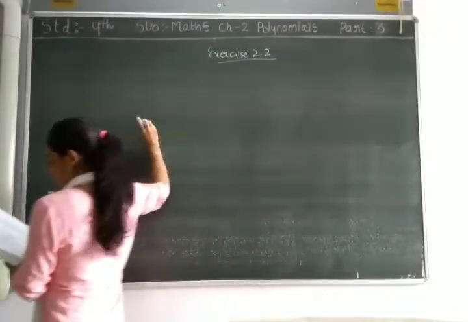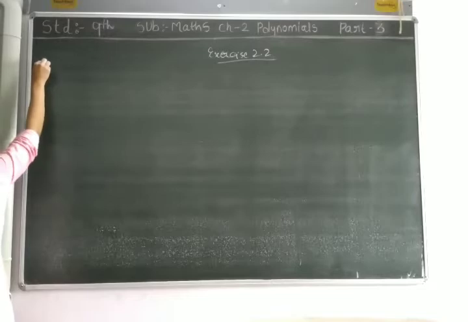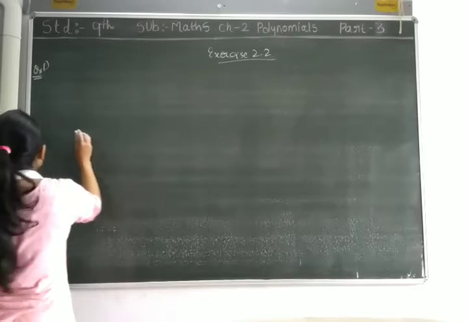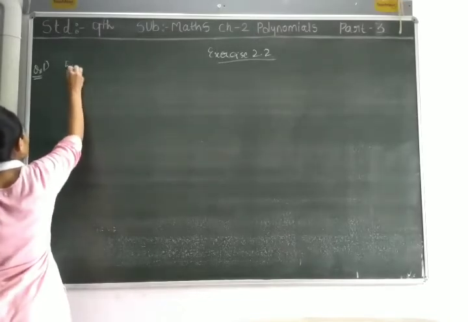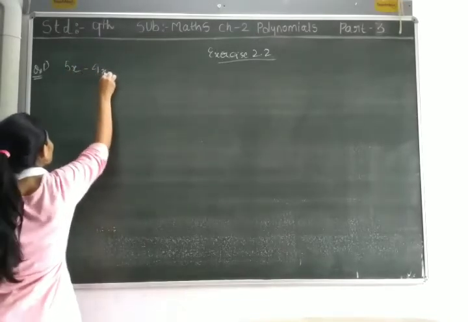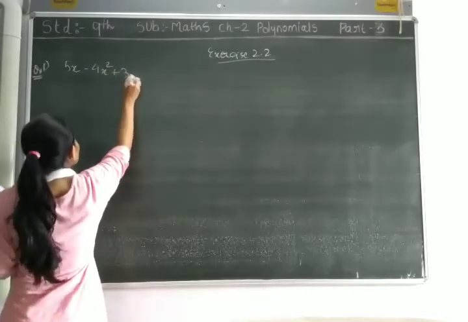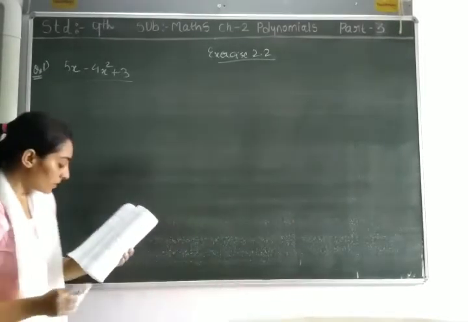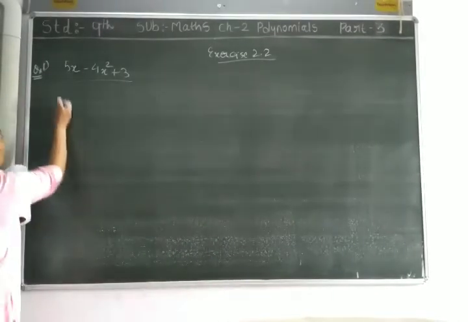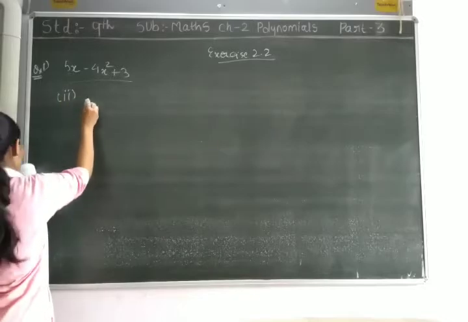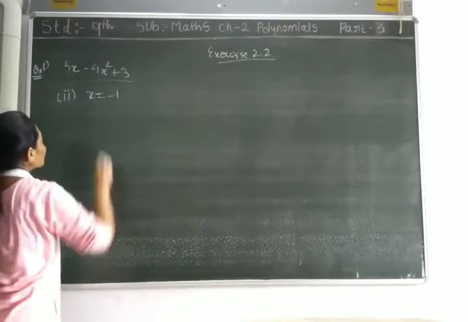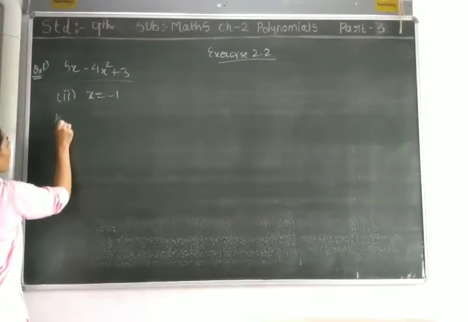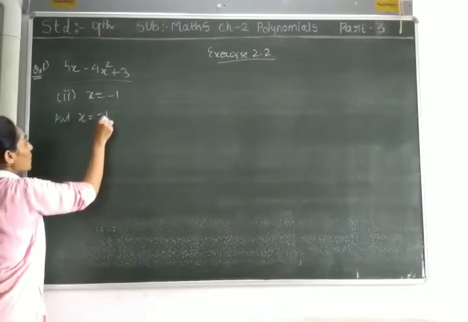Exercise 2.2, question number 1. Find the value of the polynomial 5x minus 4x square plus 3. I'm doing it for the first one; you have to solve the rest. I'm taking the second one, x equals minus 1. We have to find the value. So put x equals minus 1.